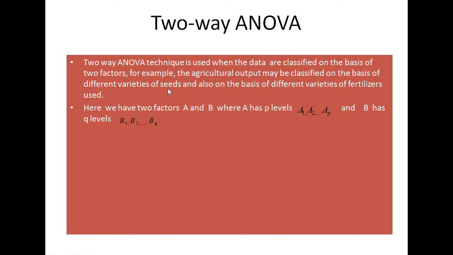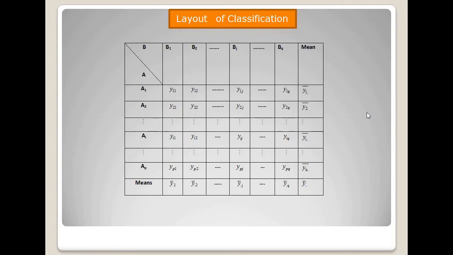Different varieties of seeds we can consider as factor A and different varieties of fertilizers used we can consider as factor B. This is the layout of two-way classification. Here we have considered two factors A and B. A is classified into P levels, that is A1, A2, Ai up to AP, and B is classified into Q levels, that is B1, B2, Bj up to BQ.